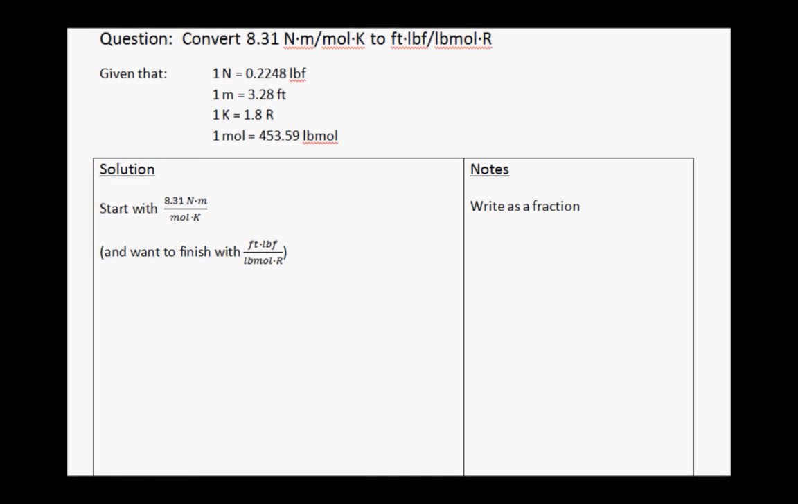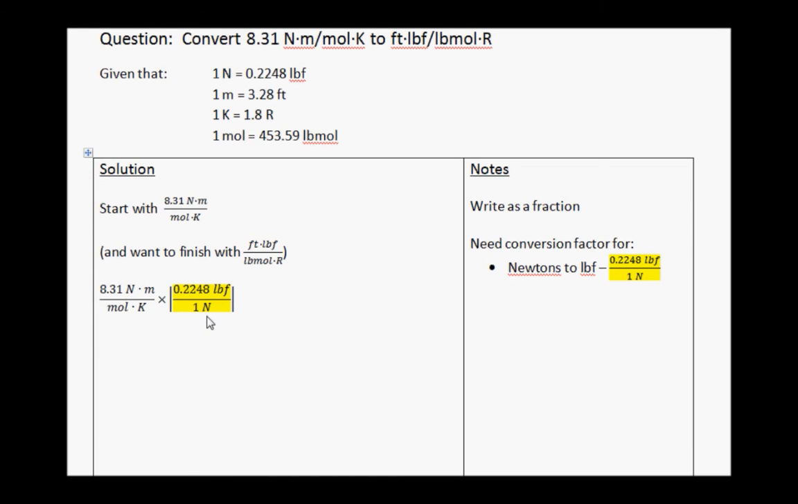Let's start with the newtons to pounds force conversion. We can use the given information that 1 newton equals 0.2248 pounds force. We need a conversion factor as a fraction with newtons on the bottom, because newtons is on the top in the original amount. So starting with the original amount, we need to multiply by the conversion factor here, 0.2248 pounds force over 1 newton. Because this will make the newtons on the top in the original cancel with the newtons on the bottom in the conversion factor.